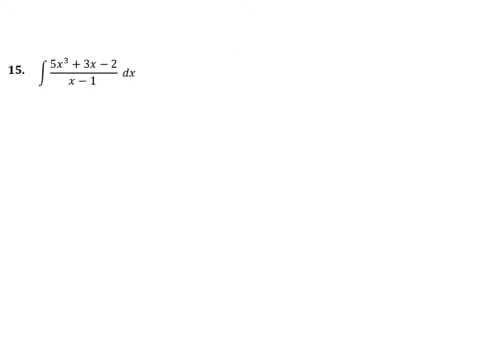So now what we're going to do, again, is our synthetic division. Do note that we are missing our x squared, so we will incorporate 0x squared. And so we're going to have 1, and then we have 5, 0, 3, and negative 2.